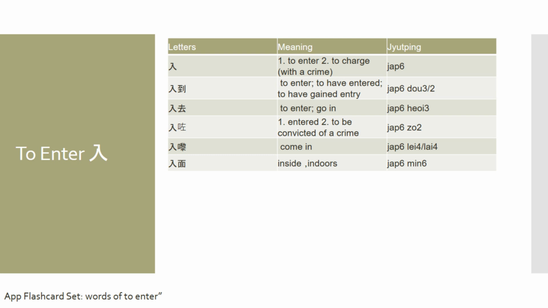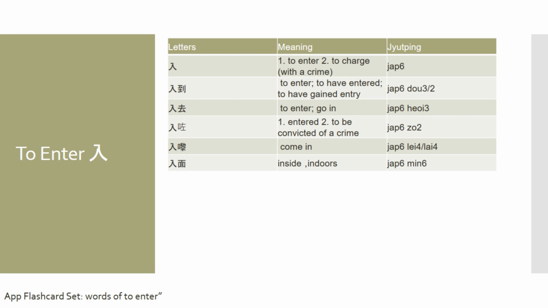Now, if you want to say more like the past tense, to have entered, for example, then you would raise up the tone from a 3 to a 2 in the second word. So now it's pronounced yap do. If you want to say to enter or go in something, then you would say yap hui. For example, to enter a bank, you would say yap hui ngan hong, where ngan hong is the bank.